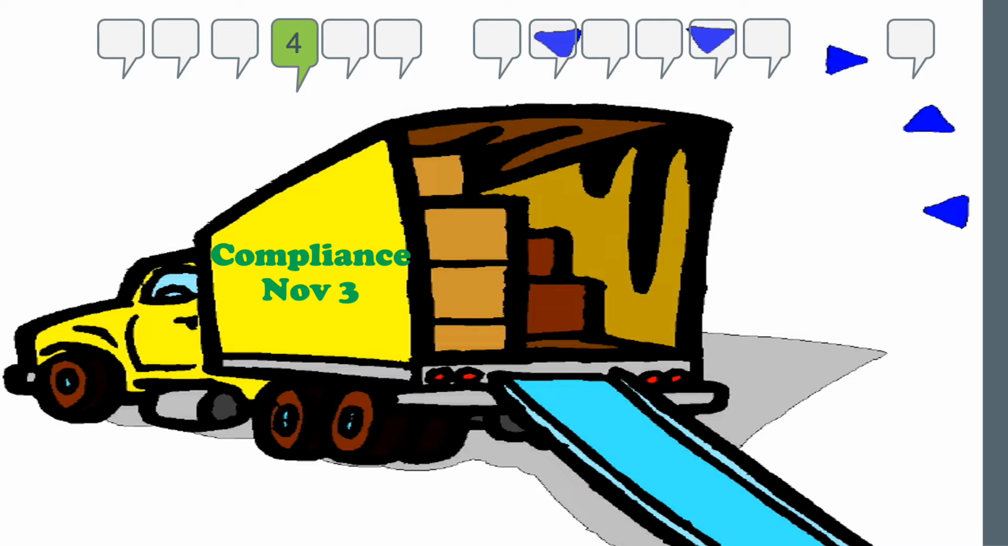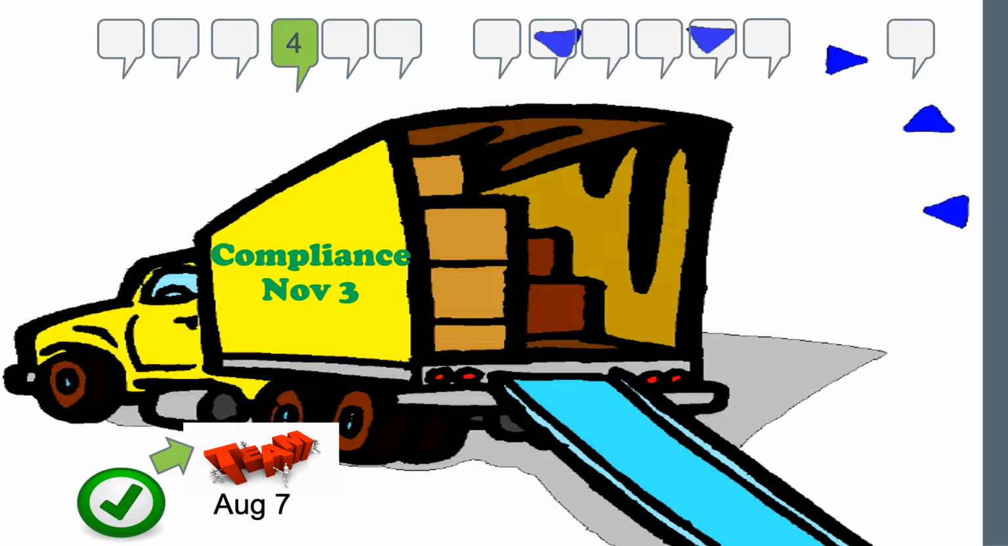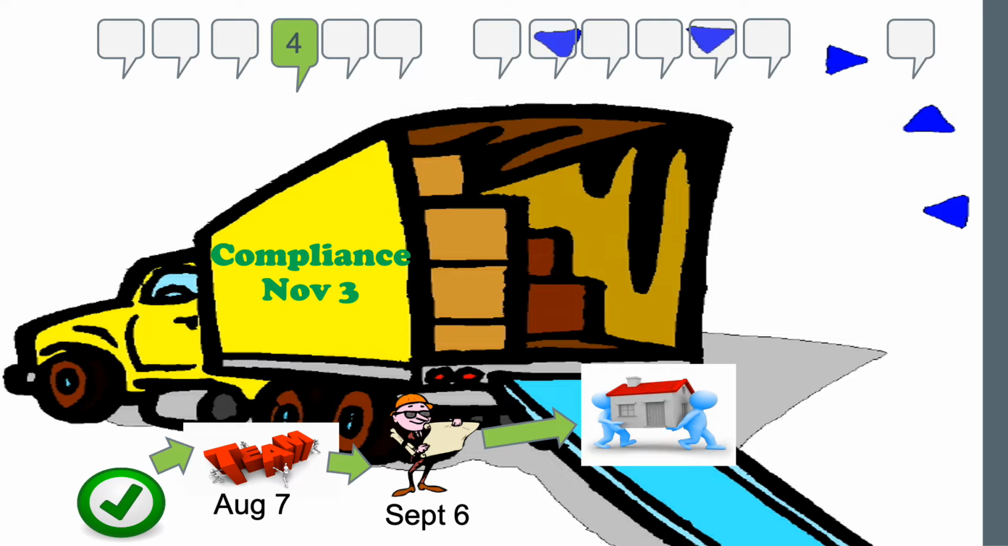So here's the process of how we're going to get there. We want to get to compliance on November the 3rd, which is moving, which is what our project is basically about. We're going to start on August the 7th. We're going to put the team together. We'll make sure we have the right team with the right skills. Then we're going to do some planning. By September the 6th, we'll have the planning all done.